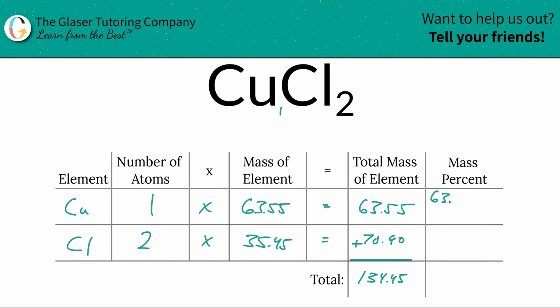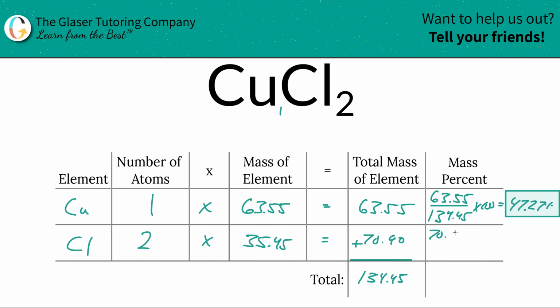Does that process kind of sound a little familiar? Well, it probably does if you found percents before, right? Because percents are simply part over whole. So this is the part, the mass of the copper, divided by the whole, so the whole mass, 134.45. And then to turn it into a percent, just simply multiply it by 100, all right? So the percent here is going to work out to be about 47.27%, all right? And then we would do the identical process here for chlorine.